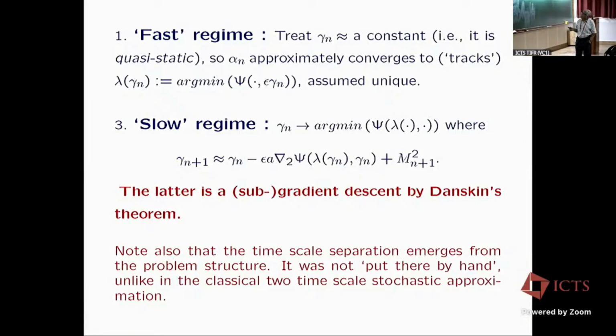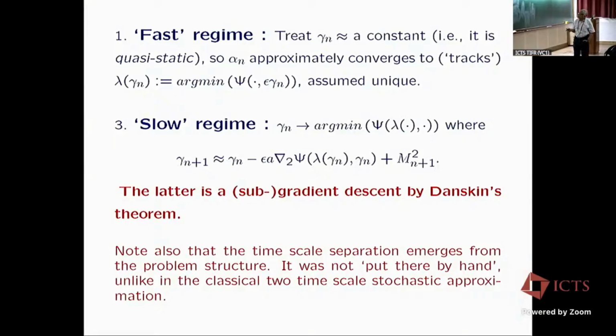So if I treat gamma n as a constant, that's a slowly moving thing, so it's quasi-static. So alpha n approximately converges, for fixed gamma n, it will converge. I'm assuming these are gradient descent, just for giving the intuition, so I'm assuming unique minima and all that. Alpha n will converge approximately to this lambda of gamma n, because gamma n is quasi-static. Actually, what one can prove, the precise statement, is alpha n minus lambda of gamma n goes to 0 almost surely. So it tracks lambda, the minimizer over alpha.